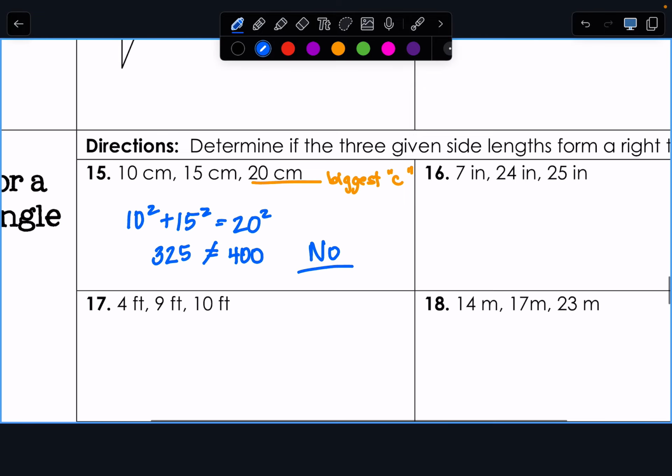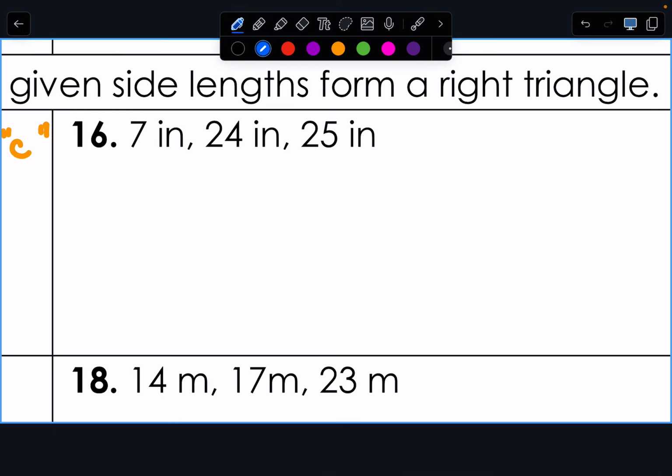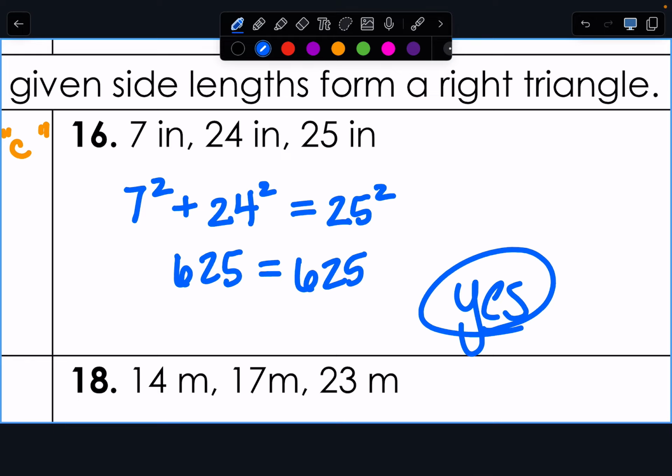So for example, let's look at number 16. Joey, which one would be the hypotenuse in 16? 25. So does 7 squared plus 24 squared equal 25 squared? What is 7 squared plus 24 squared? And what's 25 squared? Hey, they do equal the same thing, Joey. So this would be yes, it is a right triangle.